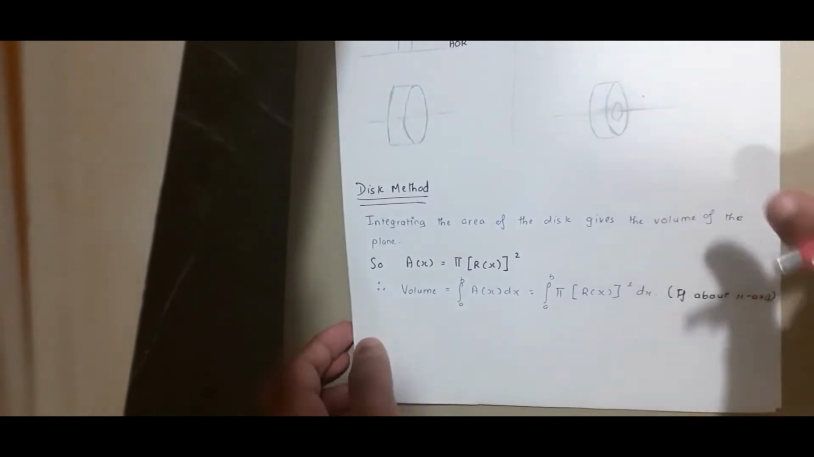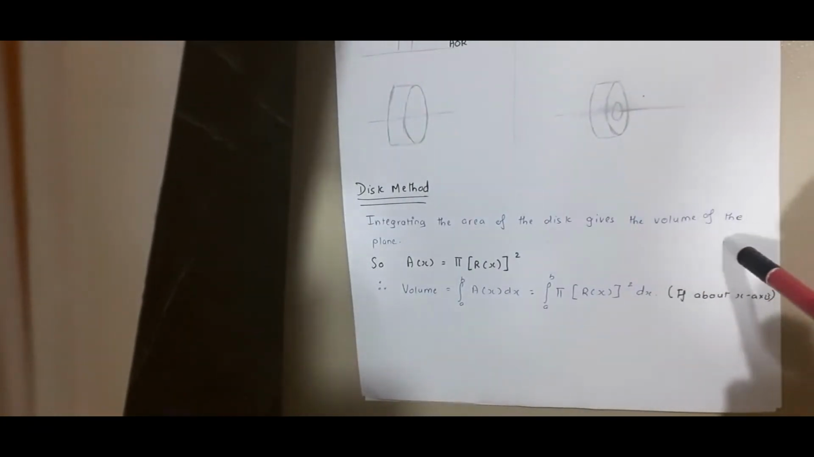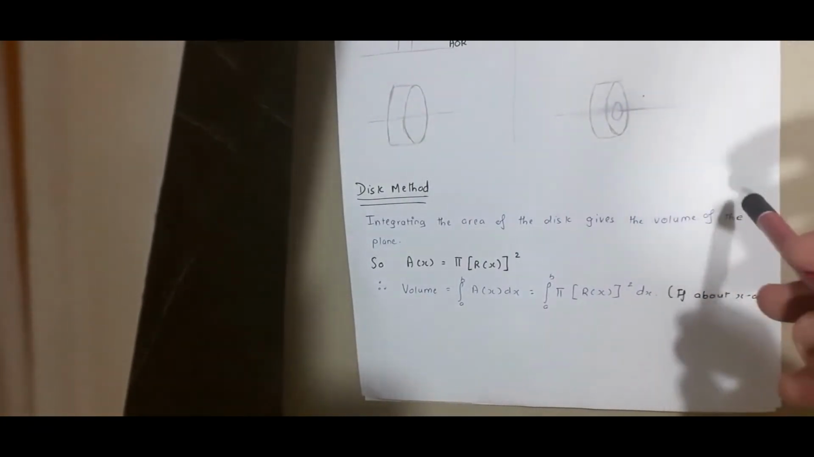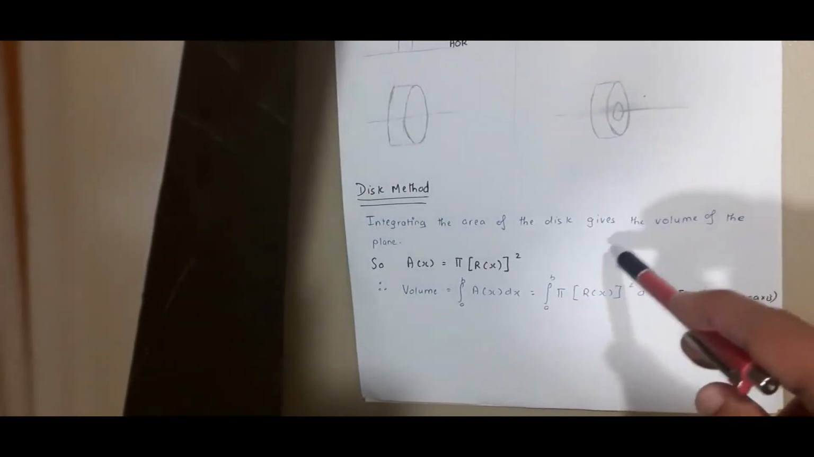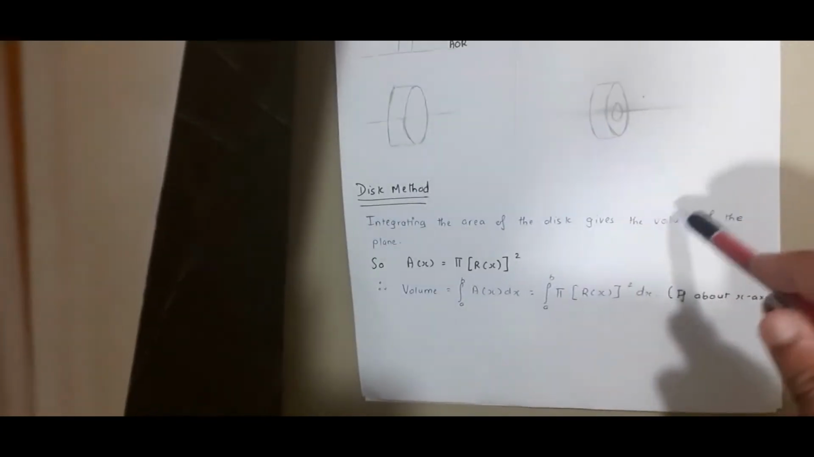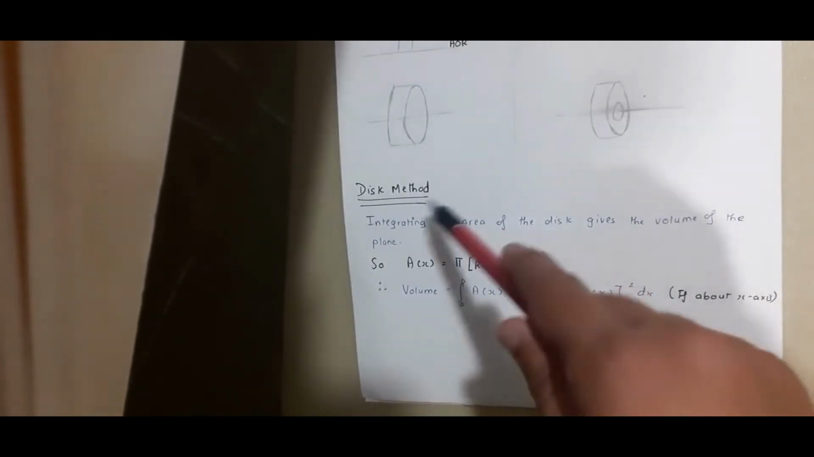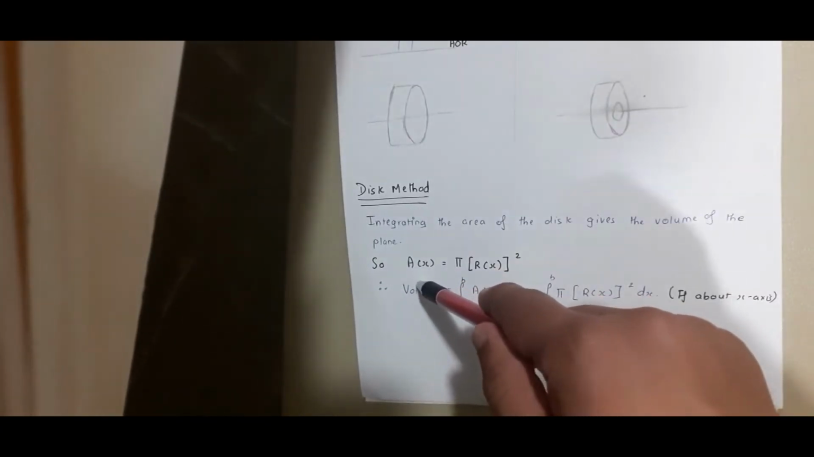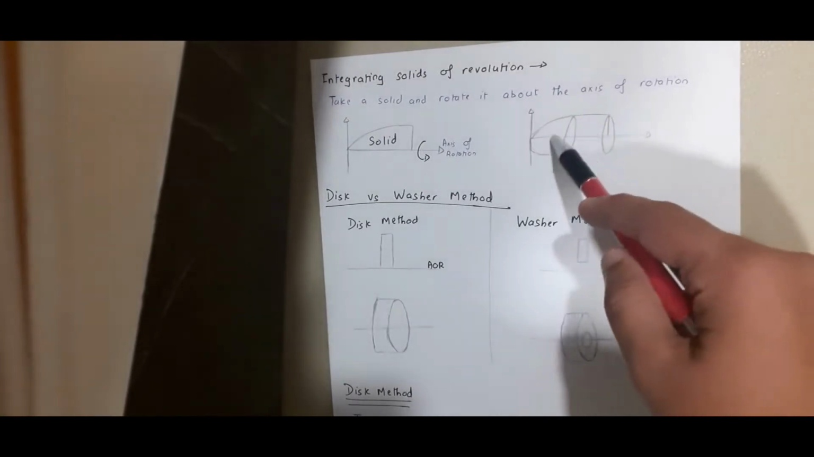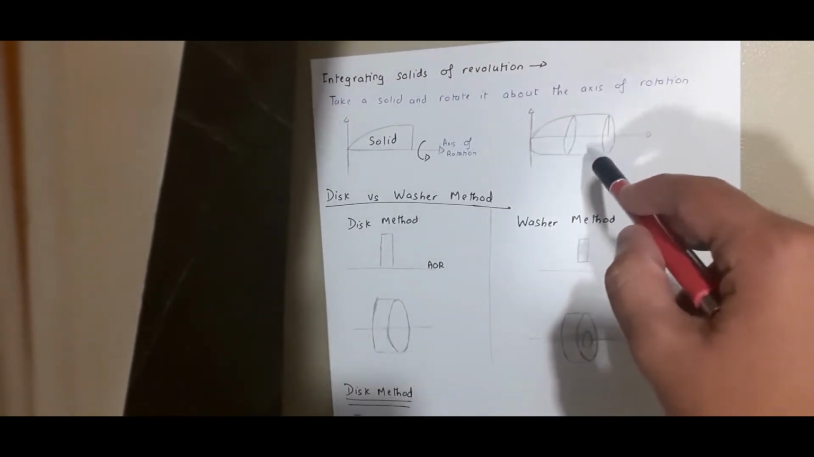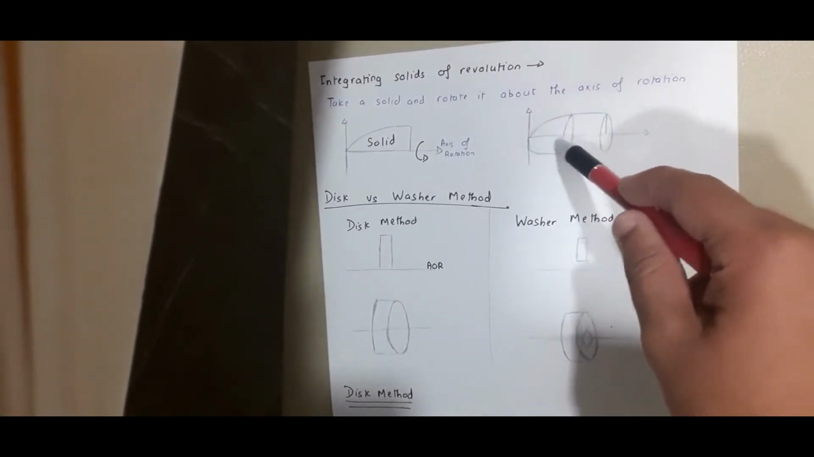In the disk method, we integrate the area of the disk, which gives the volume. So as I said, you take every small thin strip area dA, integrate it over the correct limits, and you will get the volume of the figure. So we are saying A of x, the area of any one plane. As we can see over here, this area will be given by pi times the radius squared.